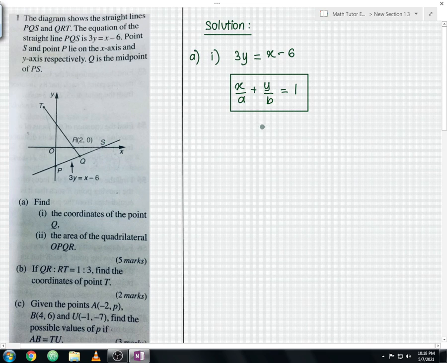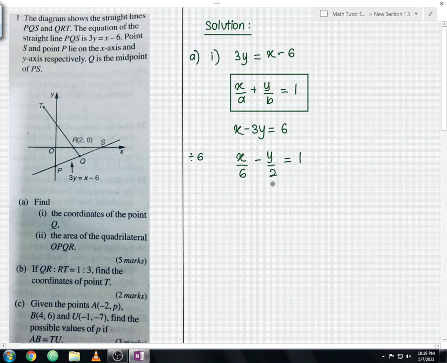Okay, so from here, let us rearrange this equation. This 3y, you move it over to the right hand side, so it will become minus 3y. Then equal to, this -6, you move it over to the left hand side, so it will become positive 6. Since at the end you must have the positive 1 value, you divide the whole equation by 6. So from here you get x over 6 minus y over 2 equals 1.